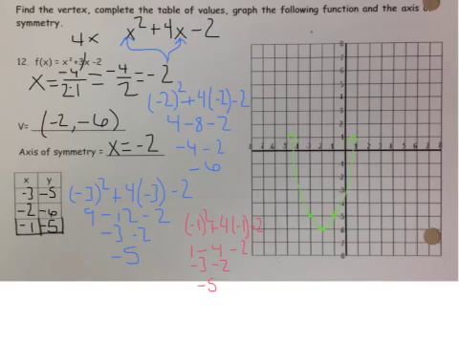And then lastly, I need to graph my axis of symmetry, because if we look up here, it says, and the axis of symmetry. So when I see my axis of symmetry up here, I'm going to use this guy. It's x equals negative 2, so it's a vertical line going through negative 2. And bippity boppity, I'm done.